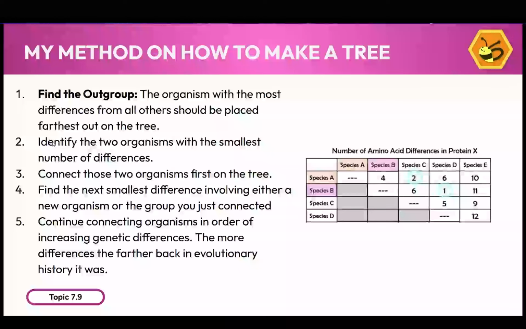And then next up, you want to identify the organisms with the smallest number of differences. As you can see, that's the differences between species B and D. I won't go over this, but the reason why we do this is because we want to order the organisms in the order in which they branched off from each other. A smaller difference signals that they branched off sooner in time than an organism with larger amino acid differences, because they had more time to evolve away from each other.